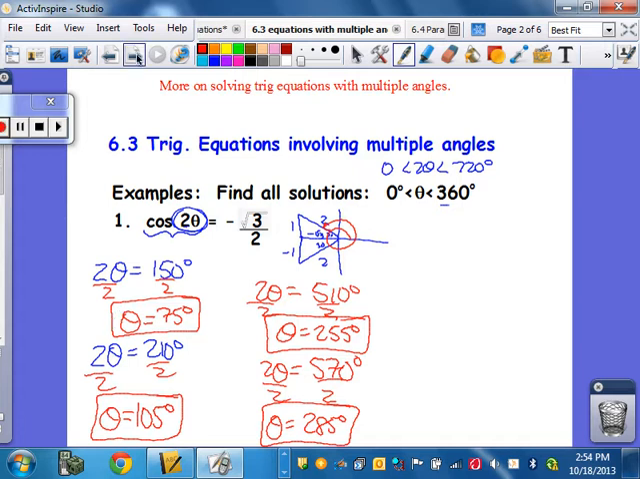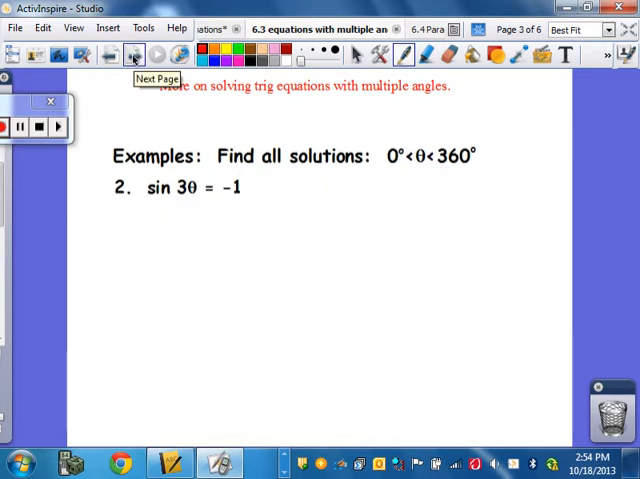If you're just mind-blown right now, that's okay. Let's keep on working. Let's see what we can get out of this one. Okay? So if I give you sine of 3 theta, so your b value is now 3, equals negative 1.